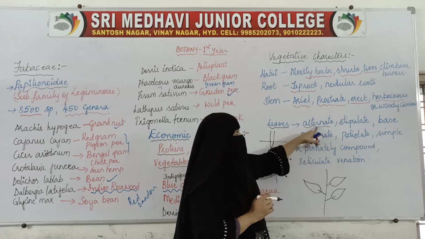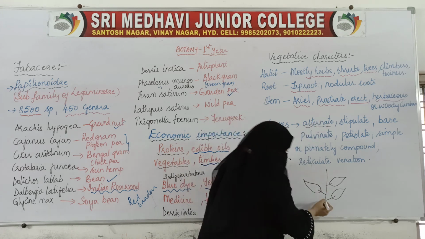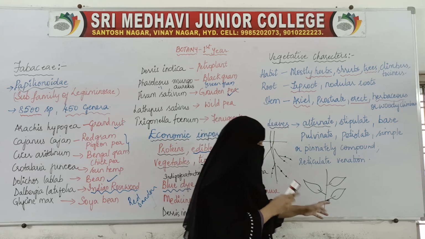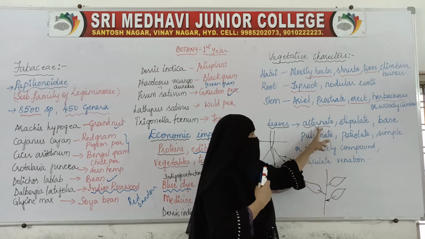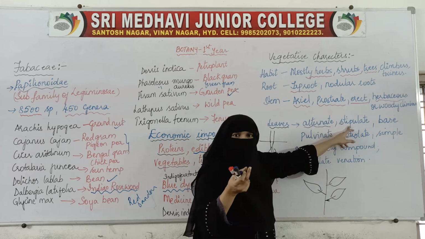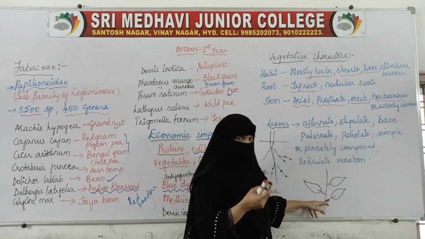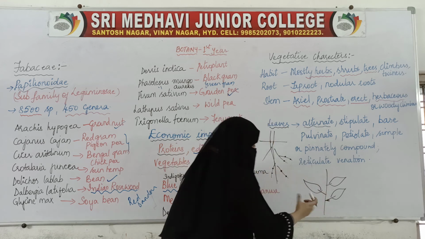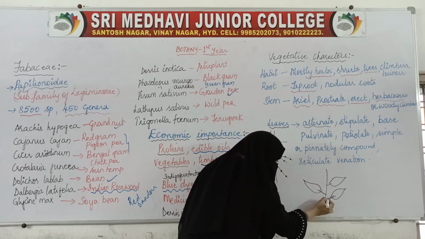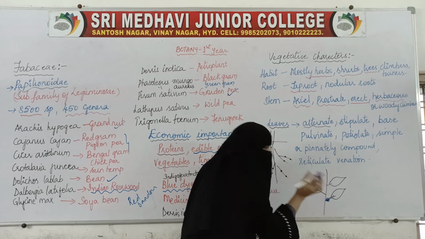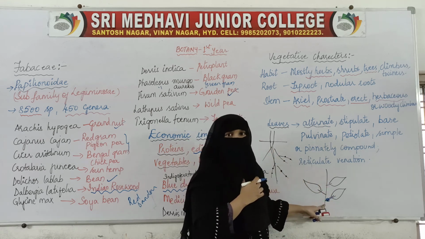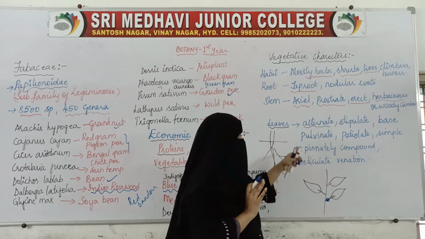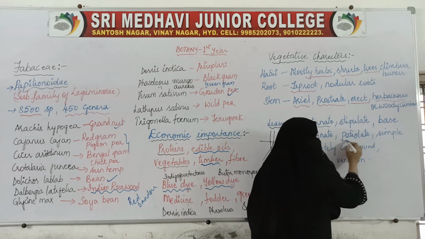So the leaves are alternate, stipulate, that is they have small leaf-like structures where they arise. Stipulate means small leaf-like structures will be there at the base. Here, base pulvinate: from this point the leaves are arising, and the base will be swollen. The leaves will be having petioles.